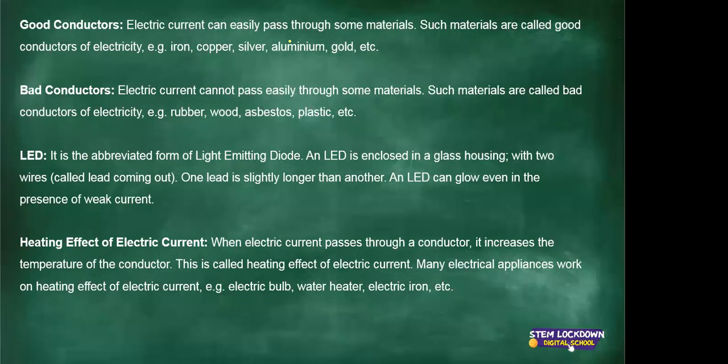Then we have the heating effect of electric current. When an electric current passes through a conductor, it increases the temperature of the conductor. This is called the heating effect of an electric current. Many electric appliances work on the heating effect of the electric current. Remember I told you earlier that the electric current passes through the wire and it causes the wire to get a bit hot, and this makes the appliance work.